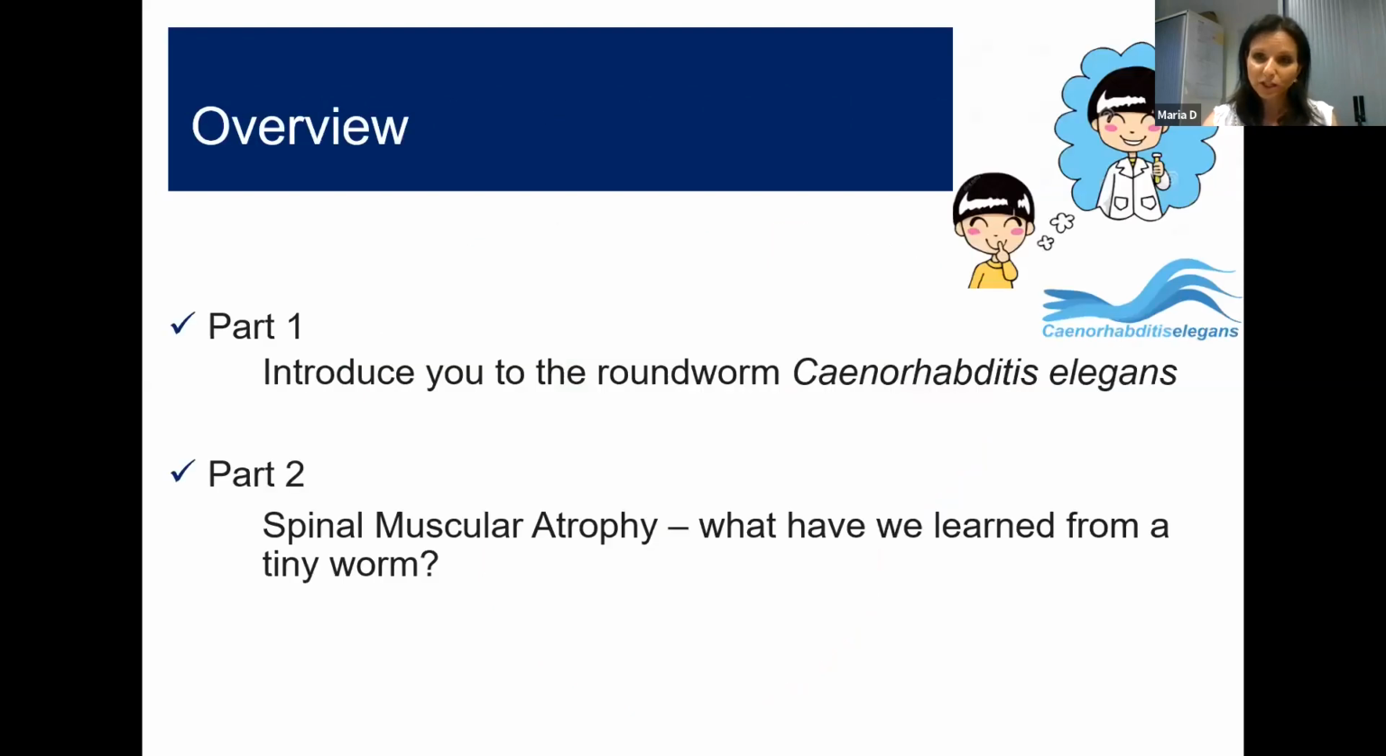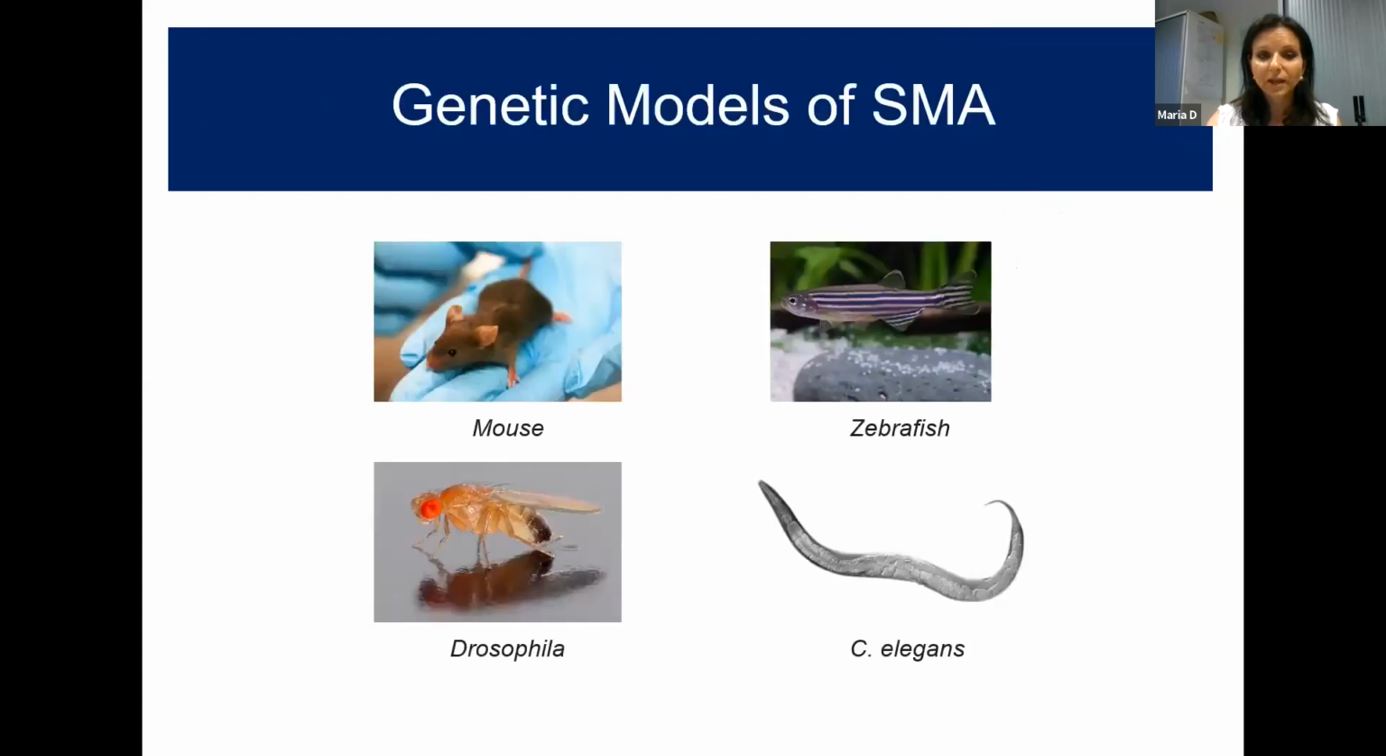So now I'm going to be switching gears, and I'm going to be focusing more on spinal muscular atrophy and what lessons we have learned from a tiny worm. You are probably aware by now that there are different types of genetic models to understand SMA disease pathogenesis. There are mouse models of SMA, there are zebrafish models of SMA, there is the model of the fruit fly, or Drosophila as we call it, and of course, we have the C. elegans SMA model that we're going to be focusing on today.